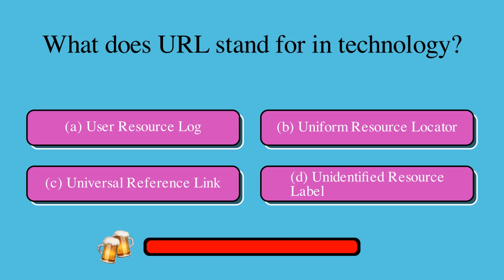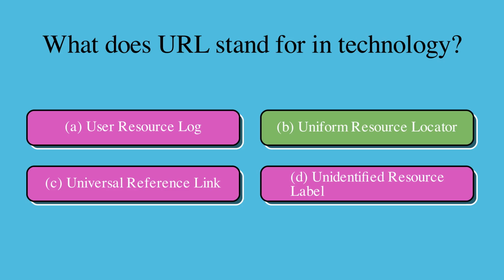What does URL stand for in technology? Is it A, user resource log, B, uniform resource locator, C, universal reference link, or D, unidentified resource label? The correct answer is B, uniform resource locator.